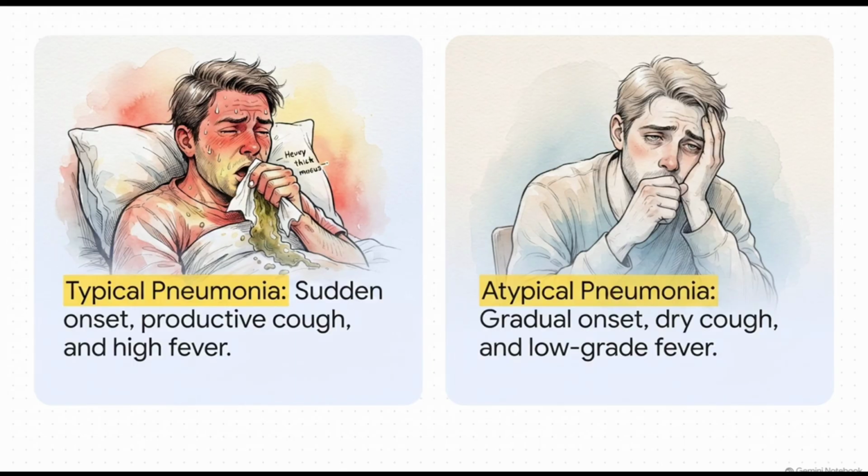Generally speaking, clinicians divide the presentation into typical and atypical. Typical pneumonia hits hard and fast. We're talking sudden onset, high fever, a nasty productive cough filled with pus, and that classic lobar consolidation. Atypical pneumonia, on the other hand, which you've probably heard called walking pneumonia, has a much more gradual, insidious onset over weeks. Think dry cough and a low-grade fever.